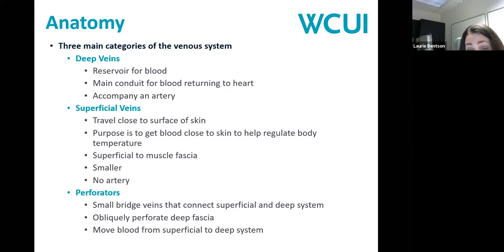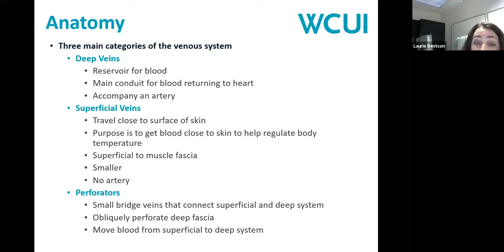The superficial veins are typically closer to the surface of the skin. Their purpose is to help regulate body temperature. They are superficial to the muscle fascia. They are typically smaller than our deep veins in the lower extremities.